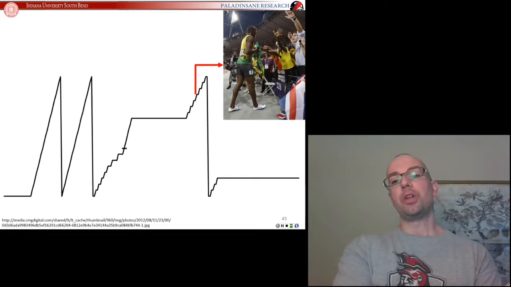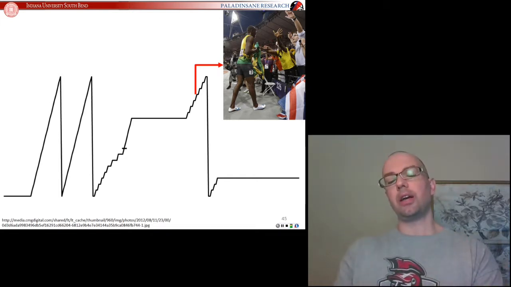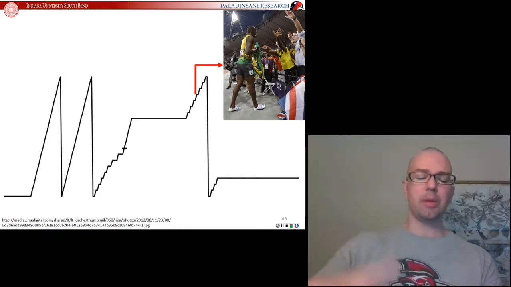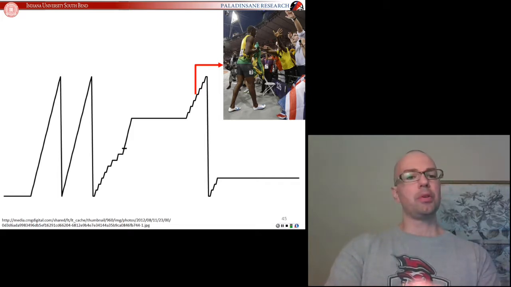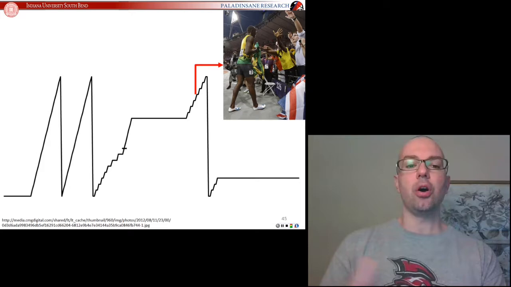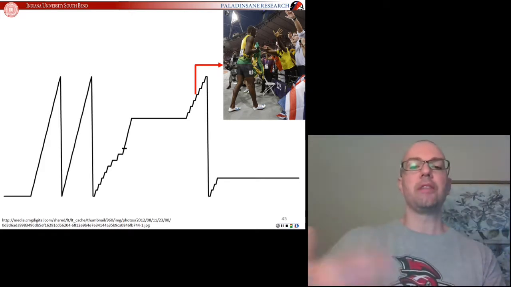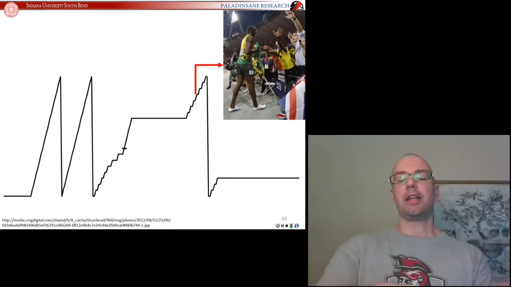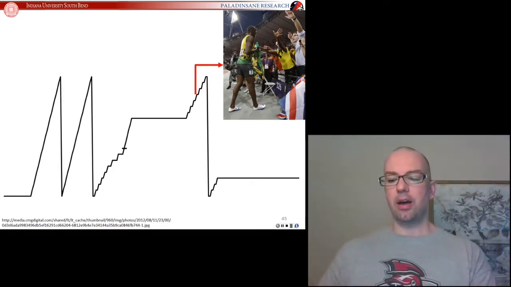And again, when you become skilled at reading a cumulative recorder, as you gain more experience with them, you'll be able to decode the flat parts as being no responses, the high slopes as being a very rapid rate of response, and the slashes as being reinforcement.